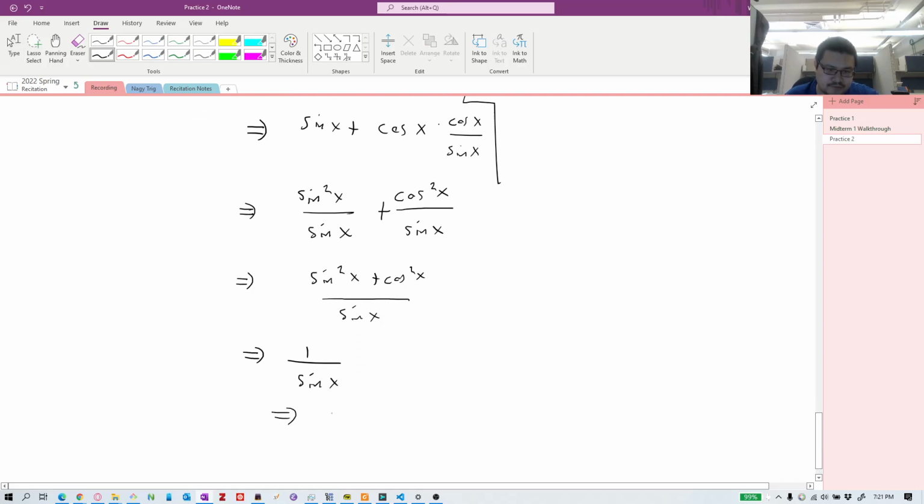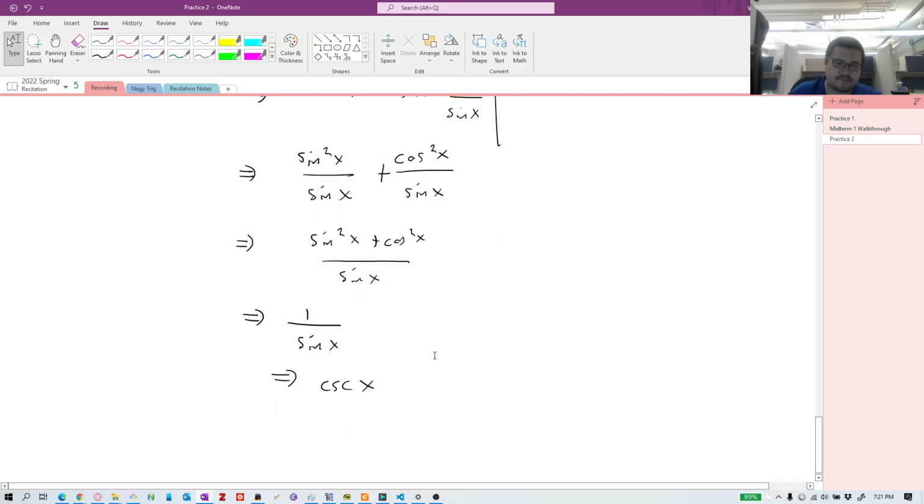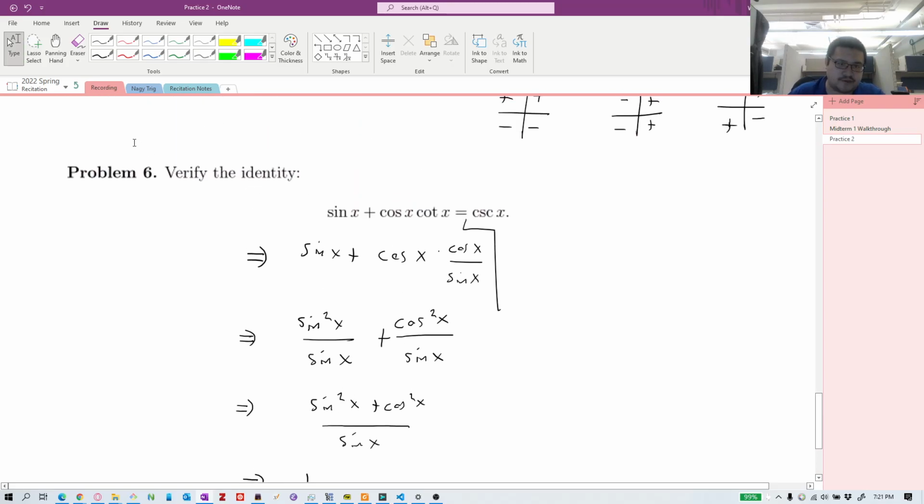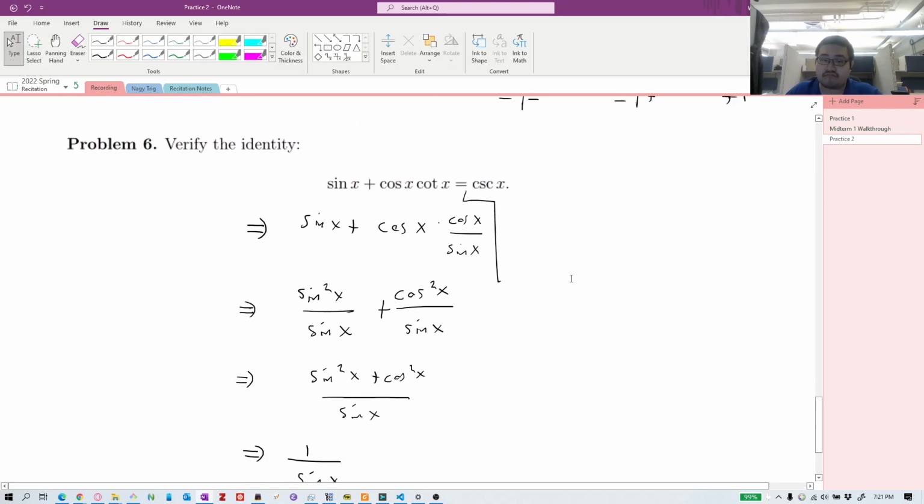So I guess I'll go down one more. And that is how we end up getting the right-hand side. And so there we go. We've achieved what we were set out to do, which is to verify this identity.